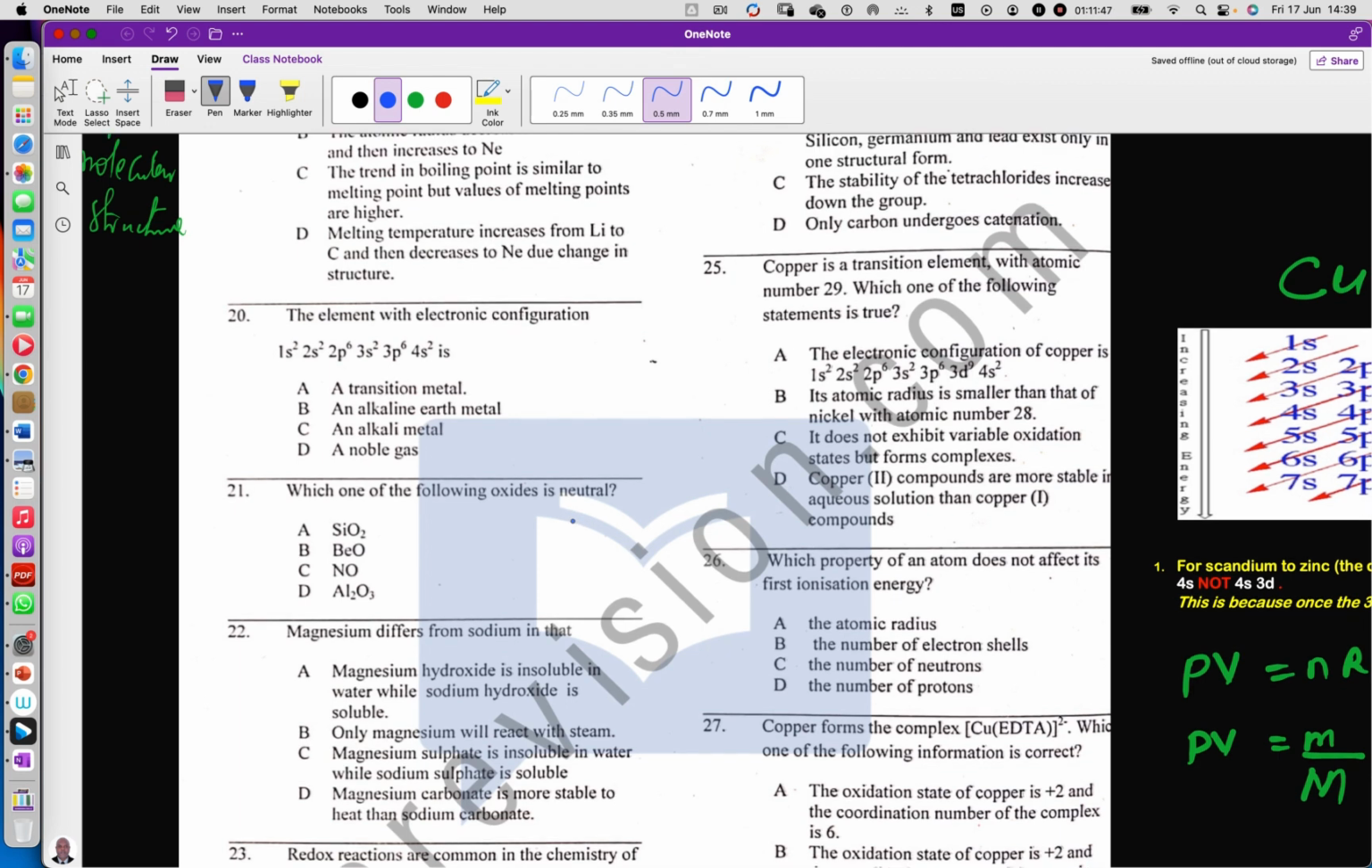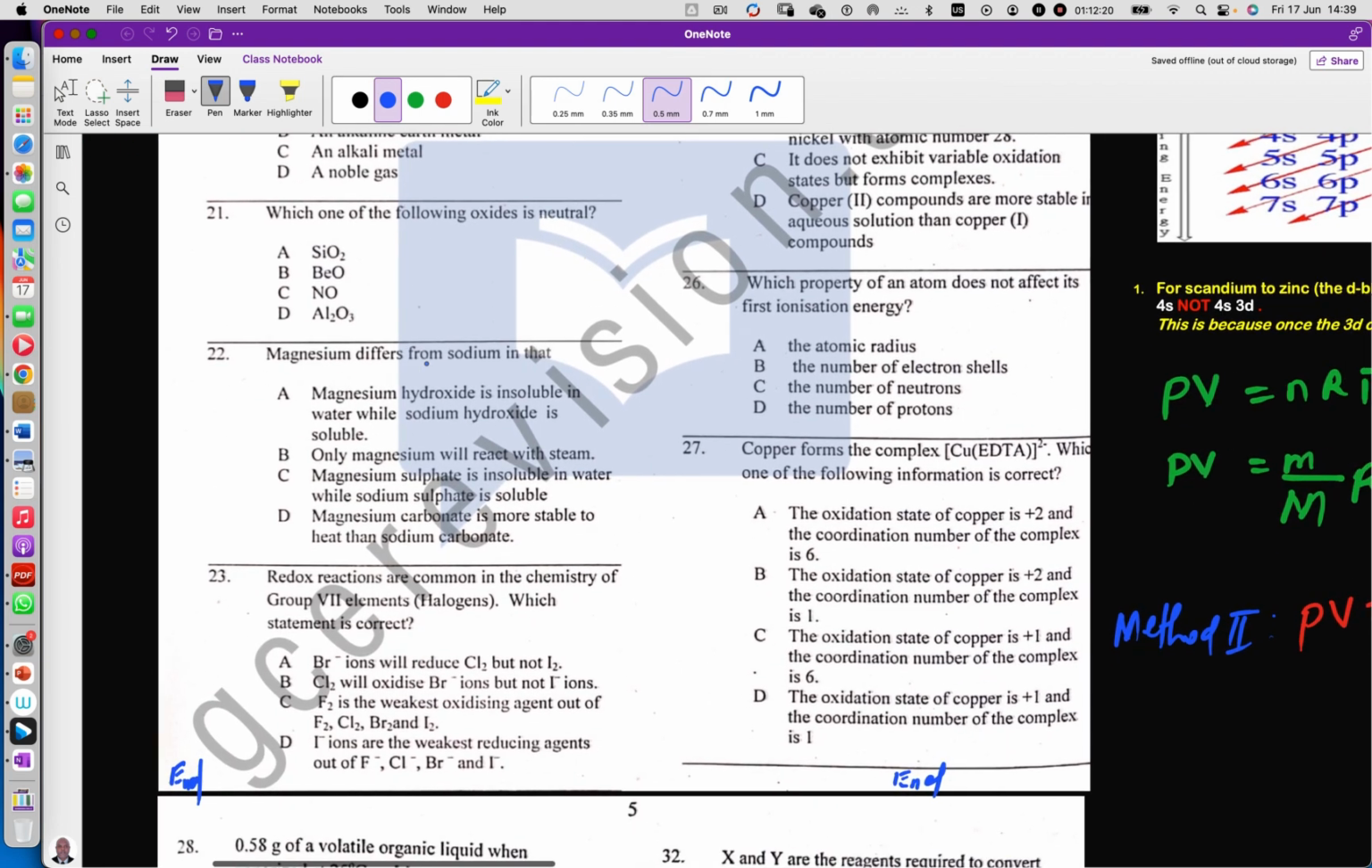B, an alkaline earth metal. Of course, this is an s block element. The last electron is in the s orbital, and the s block element has 2 electrons in the outer shell. S block elements are metals, and with 2 electrons, it belongs to group 2 of the periodic table. If it belongs to group 2, it means it's an alkaline earth metal. So there's no need going further. We say question number 20 is B.